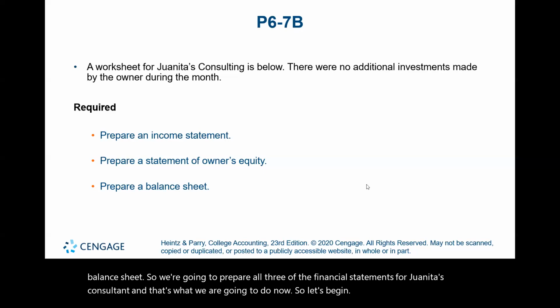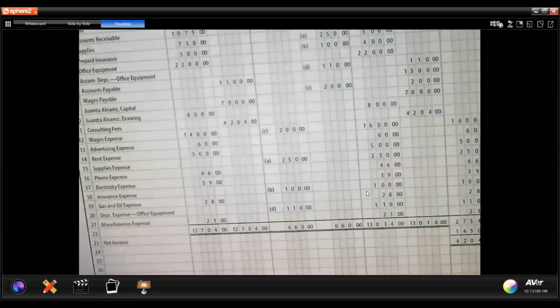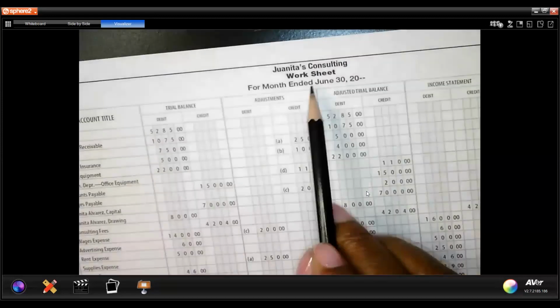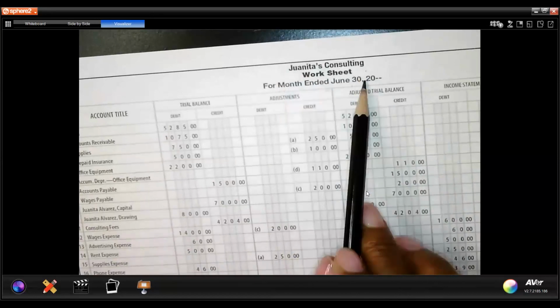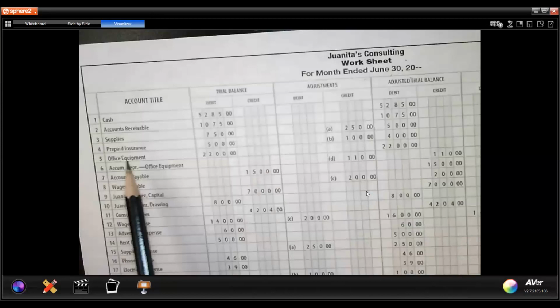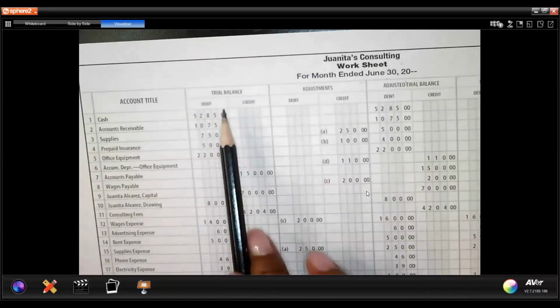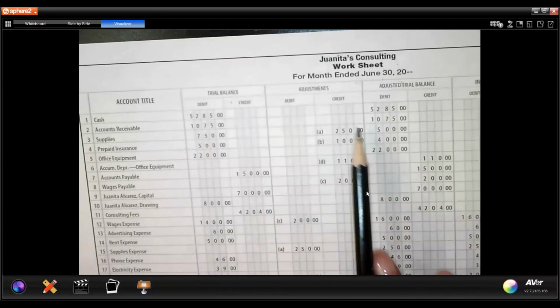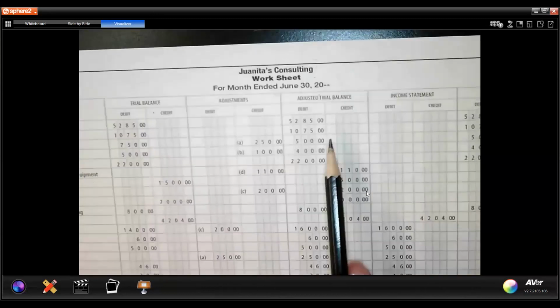As I pointed out earlier, this is the completed worksheet for Juanita's Consulting, and of course, this is for the period ending June 30th. This is her completed worksheet for the month of June. As you can see, we have a completed trial balance, followed by all of the adjustments that were made for the period. And then, of course, we have our adjusted trial balance.